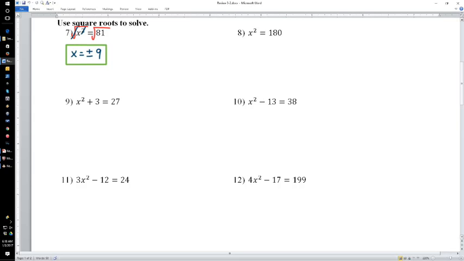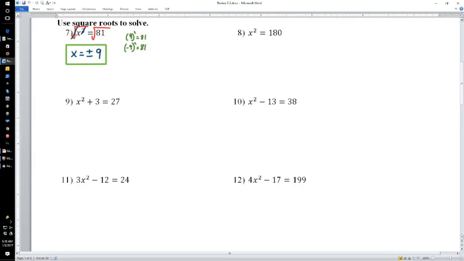And just as a quick explanation as to why we do a positive and a negative, if I were to go back and plug that 9 in for x, I can do positive 9 squared, which will equal 81. I could also do negative 9 squared. That will also equal 81. That's why there's two answers, because two answers will satisfy this equation.